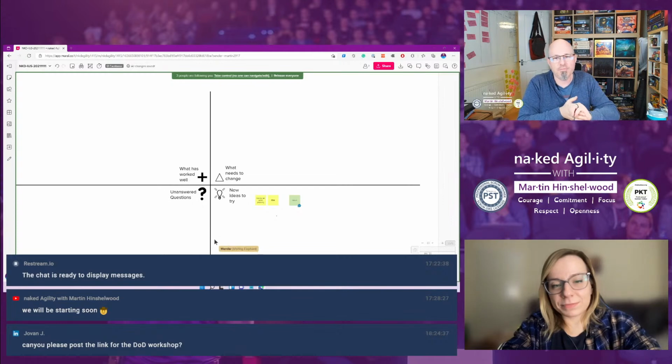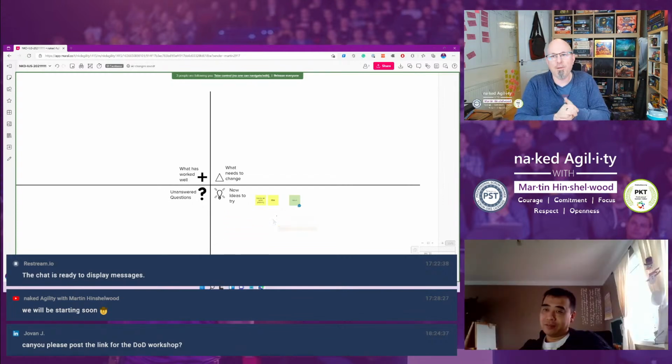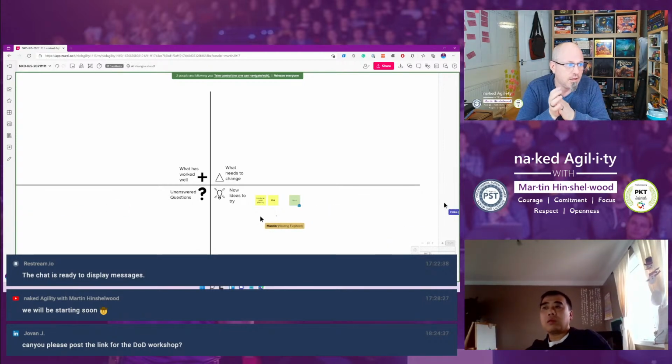The elephant in the room, scaling. If you've been following my LinkedIn, I think I've been pooping all over scaling frameworks recently, along with some other folks. But there are definitely things that we can do in scaling to help be more effective. So we could definitely have a scaling talk.